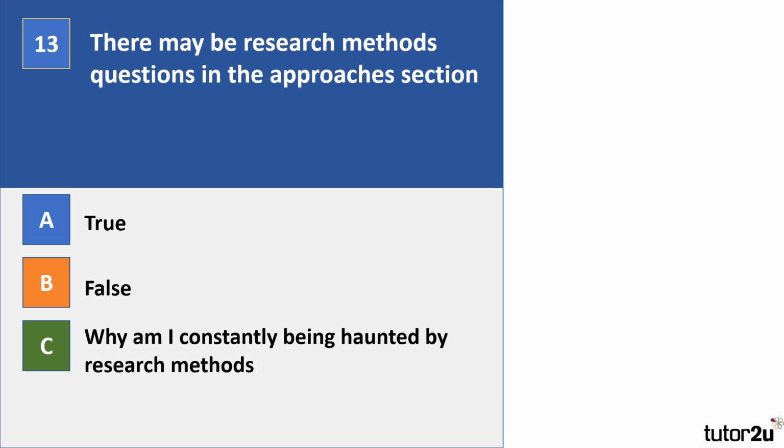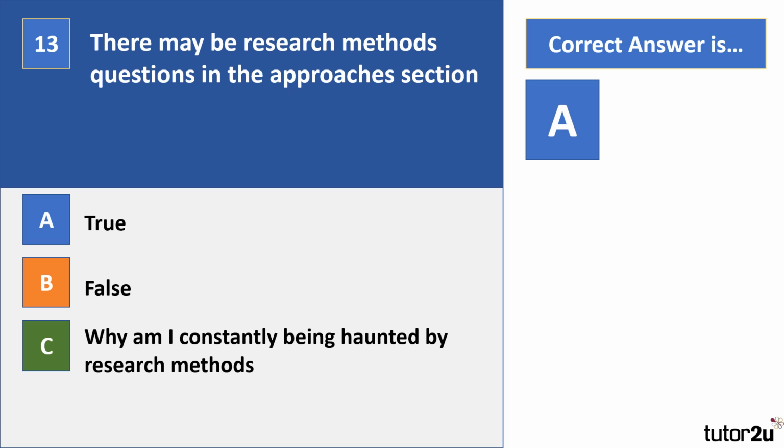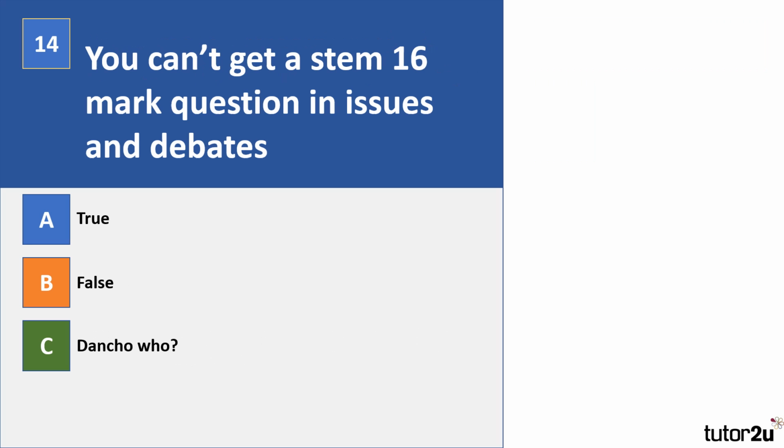13. Right, quick true or false question just for these last three. First one, there may be research methods questions in the approaches section. Is it true, false, or C, why am I constantly being haunted by research methods? Okay. You know it, it's true, it's everywhere, and even though it's paper 3 and you think you've got away with it, you haven't, because research methods is going to rear its head again and knock you off your guard. Really make sure your research methods is on point, as well as your issues and debates and whatever topics that you're doing.